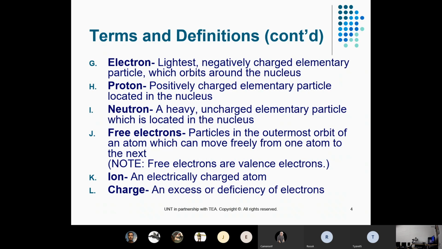So, electrons. These are negatively charged particles. That's what you need to know. Electrons are negatively charged particles. Protons, positively charged particles. A neutron is an uncharged particle.